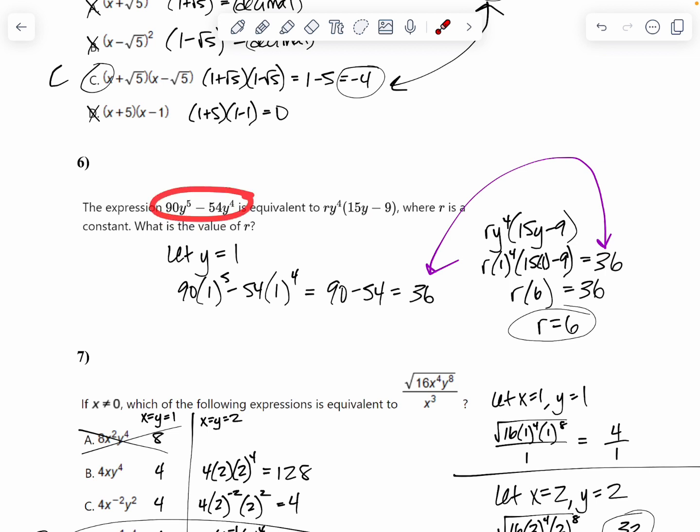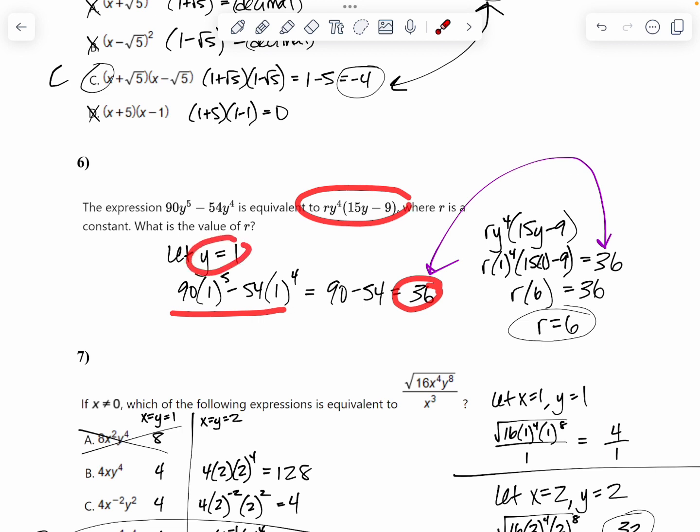What if I plug in 1 for y? So I'm plugging in 1 right here and 1 right here, and then I crunch that number and I get 36. Okay, great. So what if I plug in 1 over here? So I'm just plugging it in. Remember, it's for y. I know we have an r over here, and that's okay. So I'm just leaving r in the equation, but y becomes 1, and y here becomes 1.